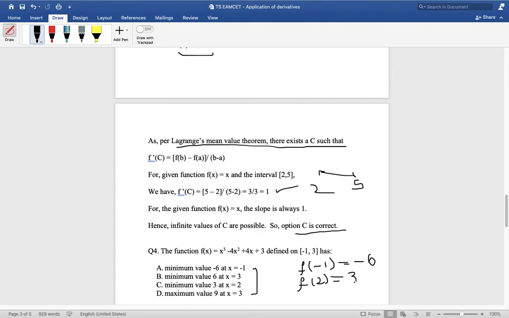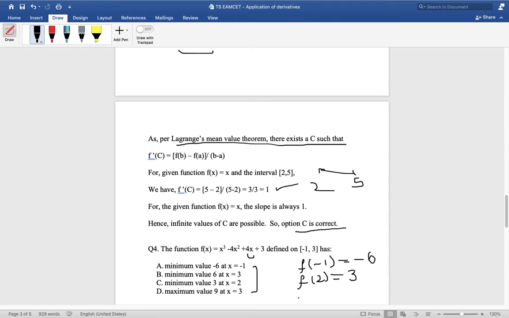Right? And now f of 3. 3 into 3 into 3 is 27. 3 square is 9, 9 times 4 is 36. So 27 minus 36 is minus 9. Minus 9 plus 3 is minus 6. Plus 12. Minus 6 plus 12 is 6. So f of 3 is equal to 6.